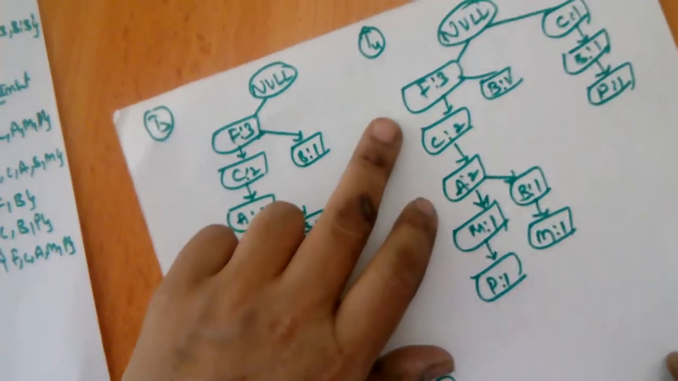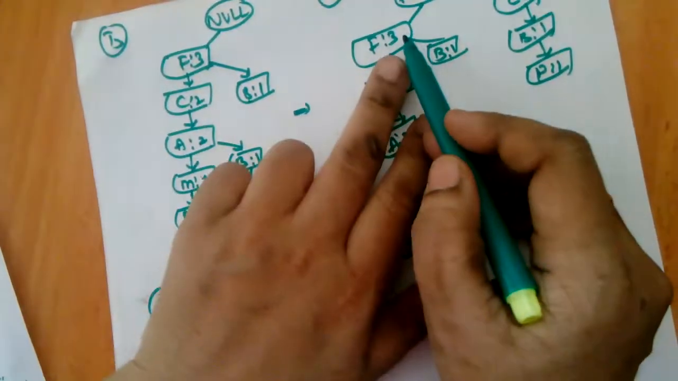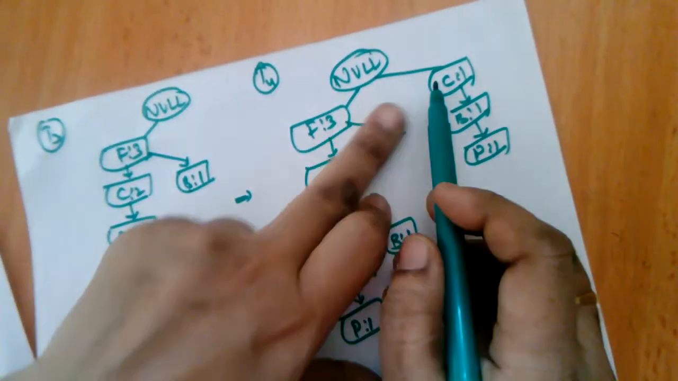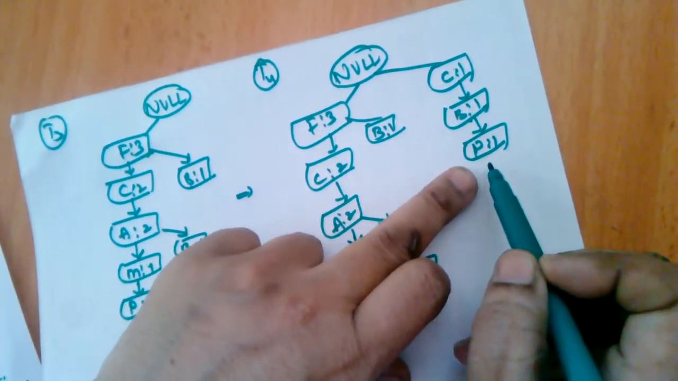Okay. Next you take the fourth transaction. What is there in the fourth transaction? CBP. Now you take CBP. Now the first is F. So what are we doing? I am taking another branch. C is 1, B and P 1.